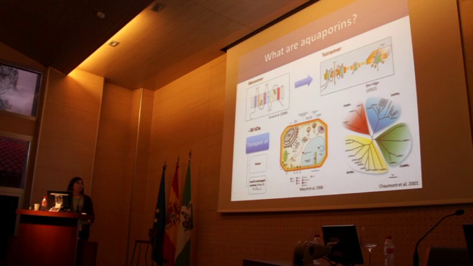Well, in plants, they constitute a large family, and maize, the plant that we are studying, has at least 36 isoforms subdivided in 4 subfamilies depending on the sequence and the subcellular location.